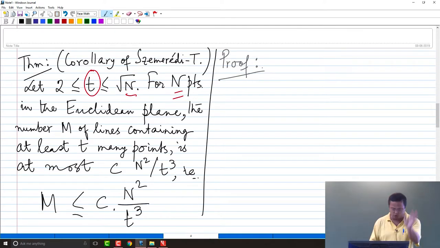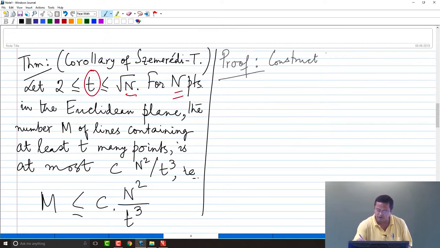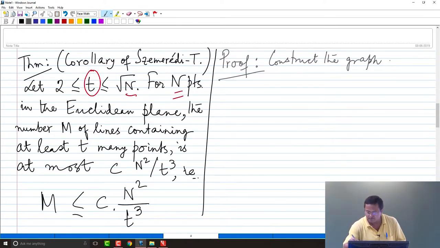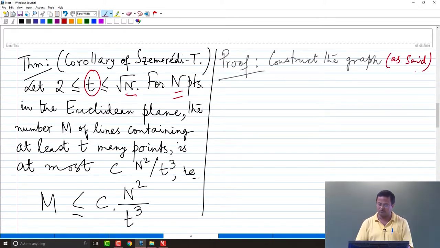So, let us go through the proof of this. What you do is construct the graph. Should I just say, as said? No, let me even write it.